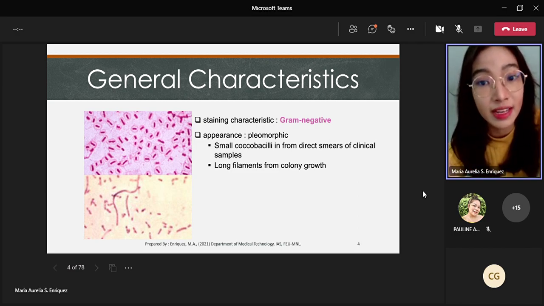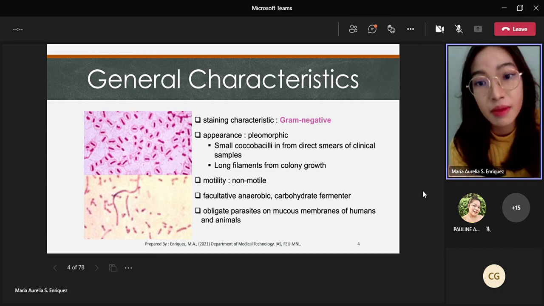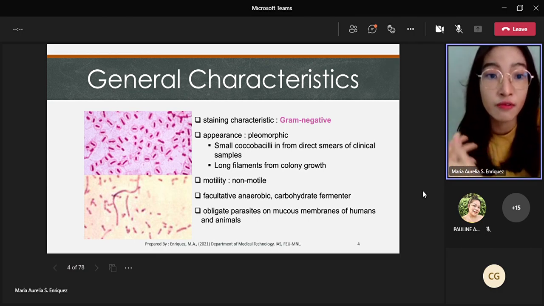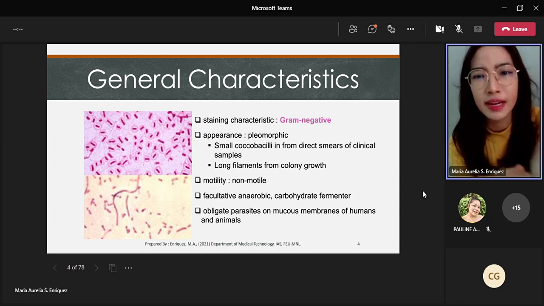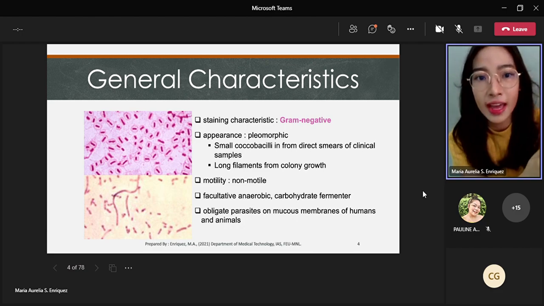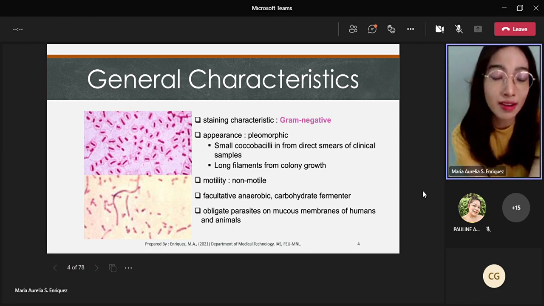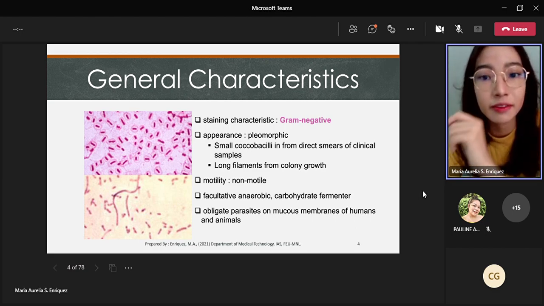cells, forming filaments. Now, Haemophilus species are also non-motile, facultative anaerobes, and some of them are part of the normal flora of mucous membranes in humans. So mamaya po pag inisa-isa natin yung bawat species, malalaman natin kung sino yung pwedeng maging part ng normal flora and sino yung hindi talaga part ng normal flora. So pag na-observe natin itong mga to, most likely they are the causative agent of the disease.